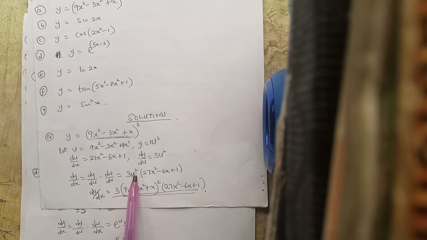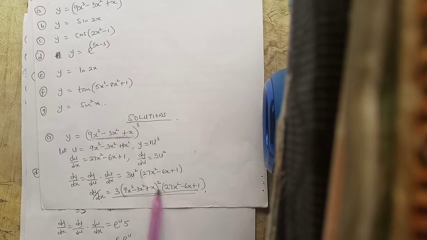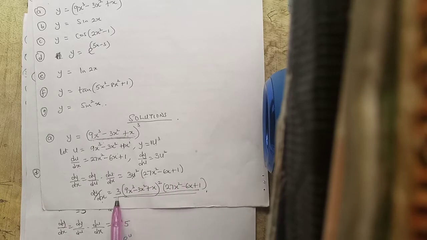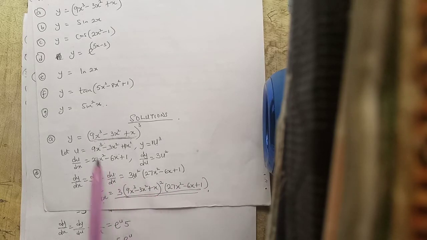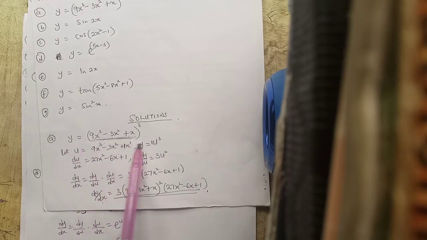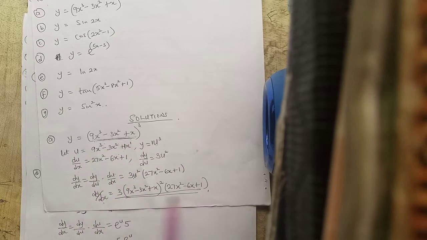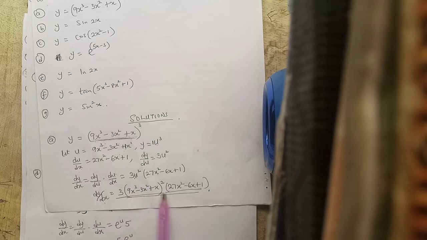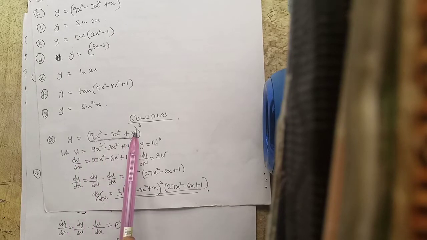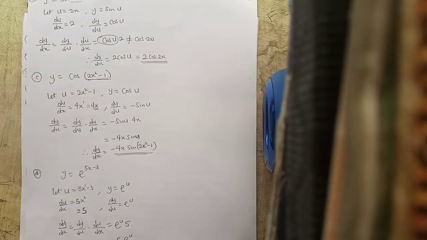But the u here is carrying square. Then you put square on it and you will write this next to it. And this is our final answer for the differentiation of this function. This is the final answer, that is the dy dx of this polynomial function carrying a power. So now let's move to the next problem.